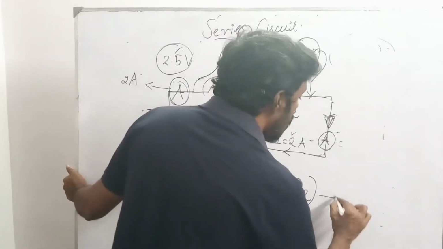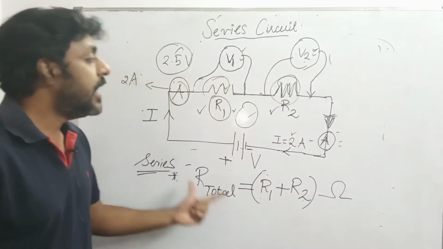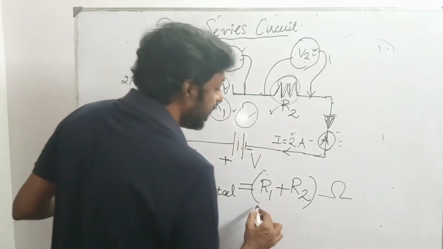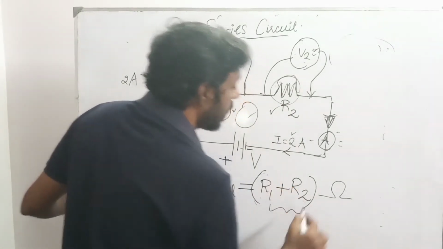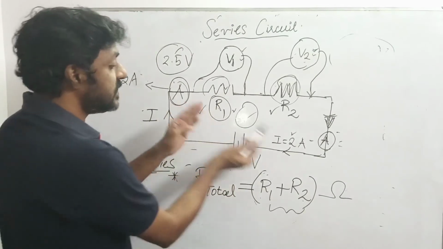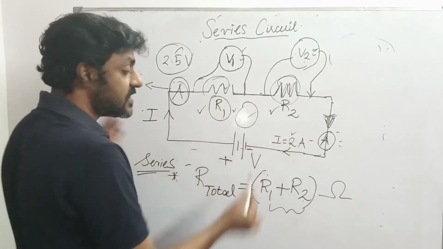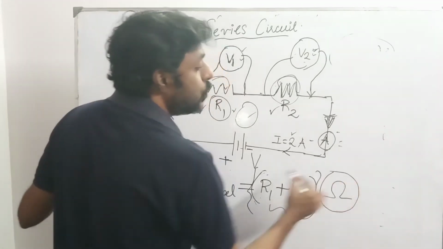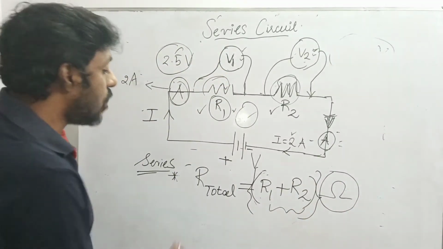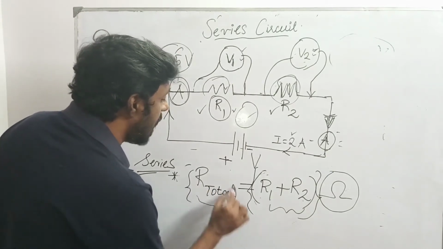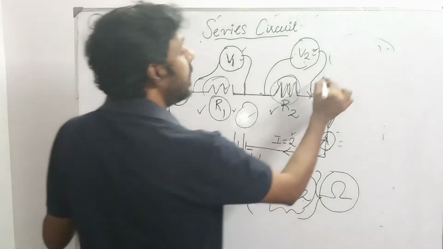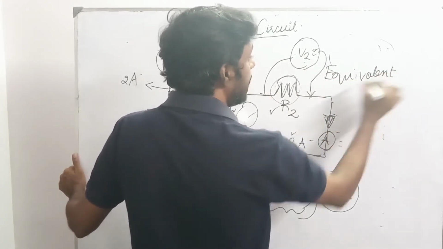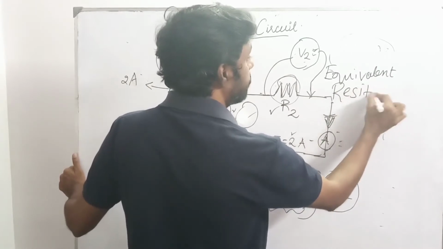The unit will be ohms. So R total is the total resistance in this entire circuit. That is nothing but R1 plus R2, which is the sum of the individual resistances, and this sum is expressed by the unit called ohms. You can call it R total, or in general we usually call it an equivalent resistance.